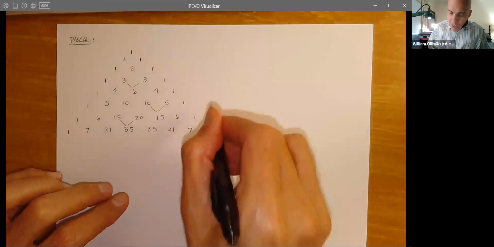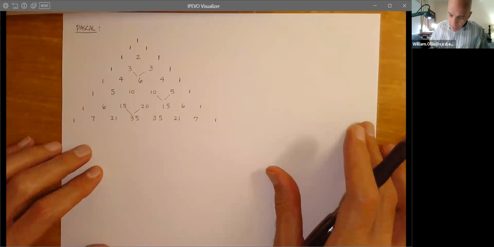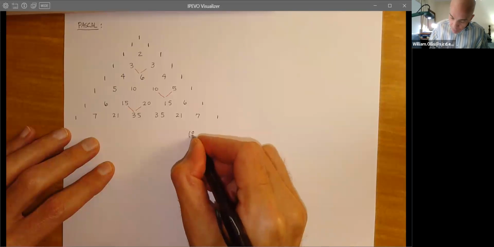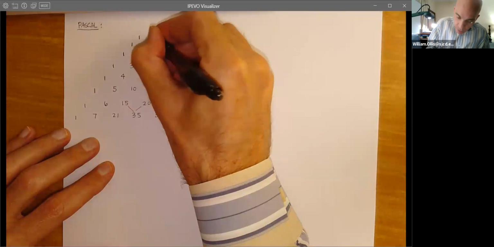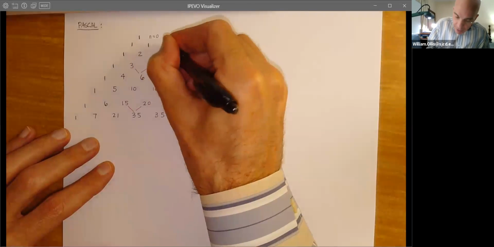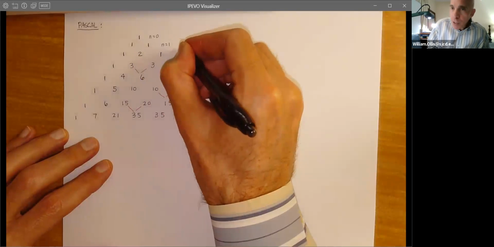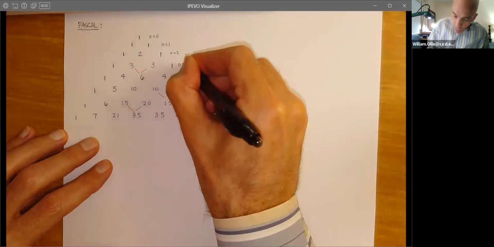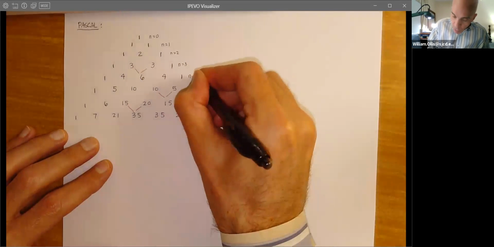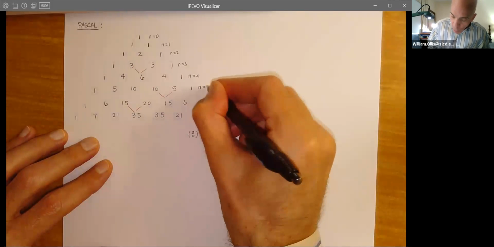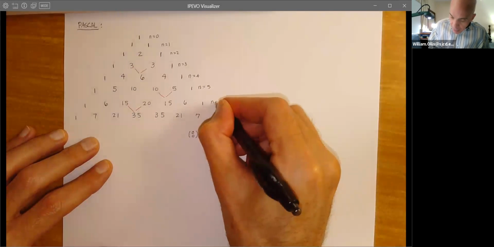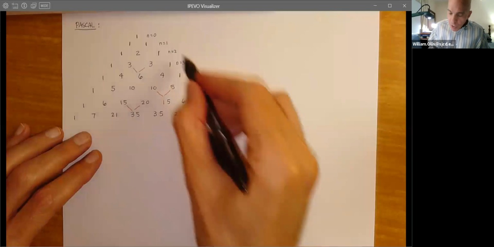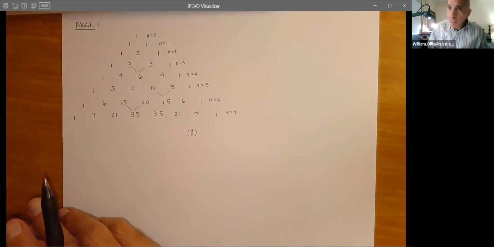So what exactly is this? Well, let's go ahead and write it down right here. The first one is 0 choose 0. So this is like n equals 0. This is n equals 1. a plus b to the 1 is just a plus b. This is n equals 2. n equals 3. n equals 4. n equals 5. n equals 6. And n equals 7. So these are just powers of the binomial, a plus b to the fifth.